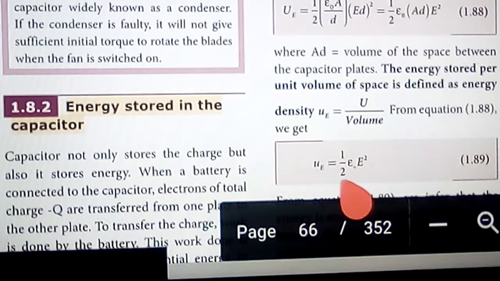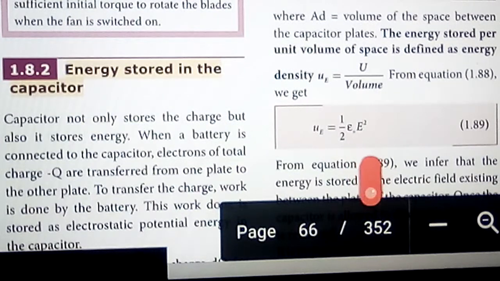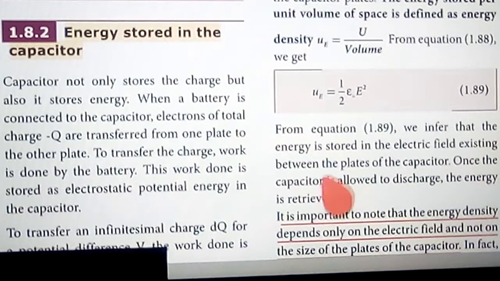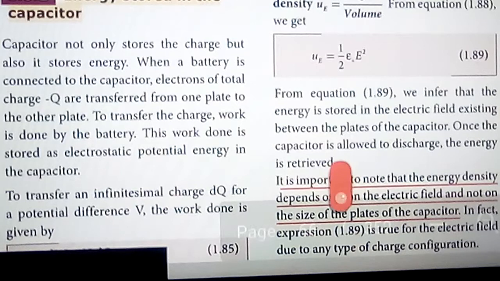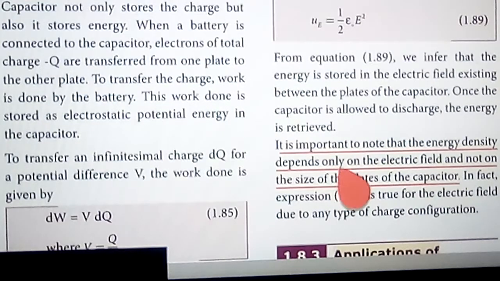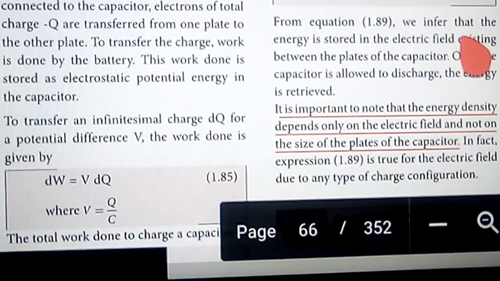And this equation is similar in form to the kinetic energy, half mv square. So from this equation we infer that the energy is stored in the electric field existing between the plates of the capacitor. And once the capacitor is allowed to discharge, the energy is retrieved. It is important to note that the energy density depends only on the electric field and not on the size of the plates of the capacitor. So this expression 1.89 is true for the electric field due to any type of charge configuration.